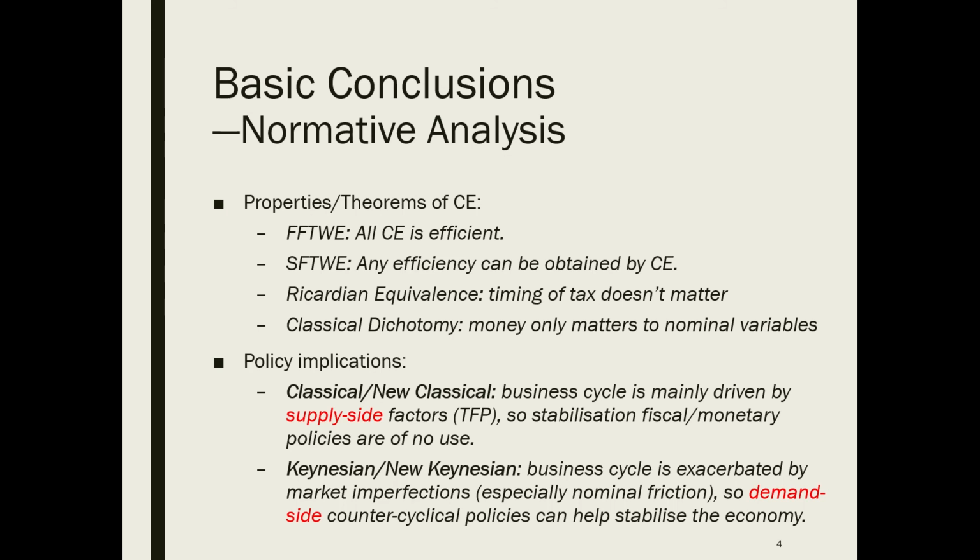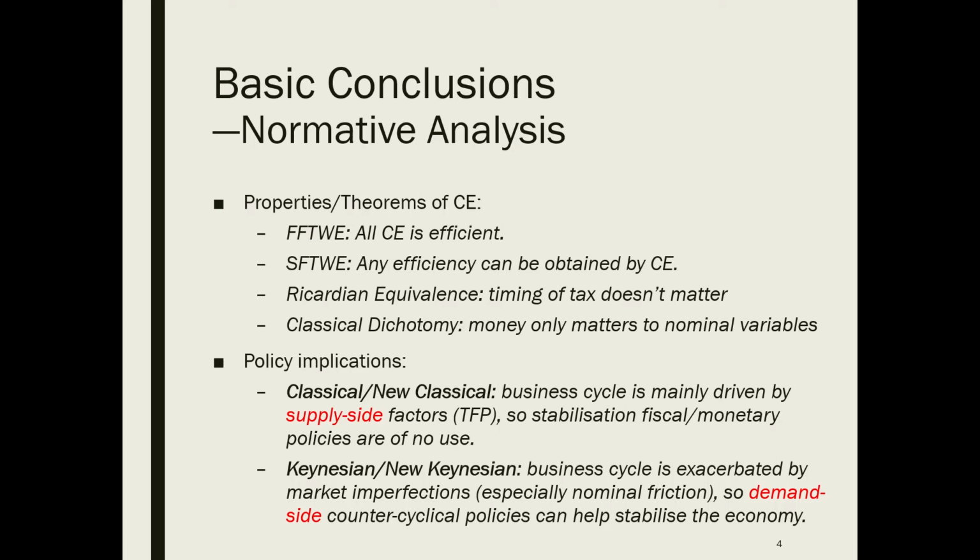They think that the main driver of business cycles is the supply-side fluctuations, such as total factor productivity. Therefore, fiscal policy and monetary policy are of no use, according to the Ricardian equivalence and classical dichotomy theorems. To summarize the classicals, the best you can do is to do nothing.